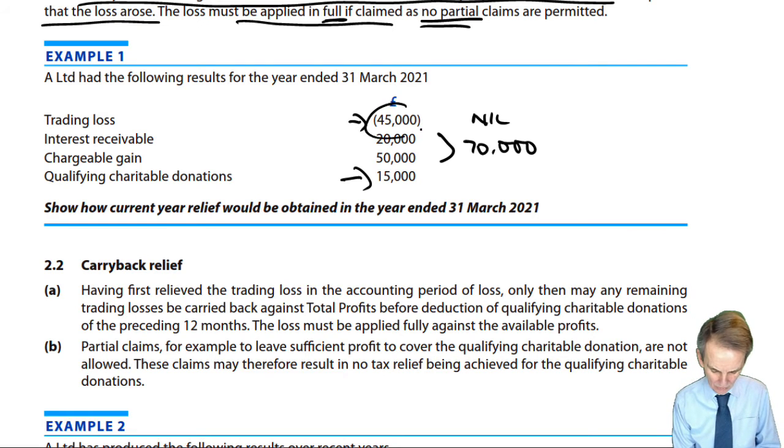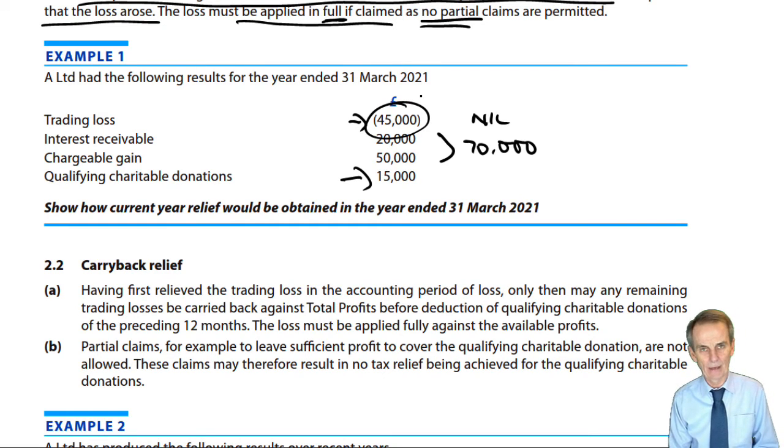But what are we going to do with that £45,000? If you want to use it at the earliest available opportunity, that means, and always means, in order, firstly current period claim, and then if loss remains, carry back claim.